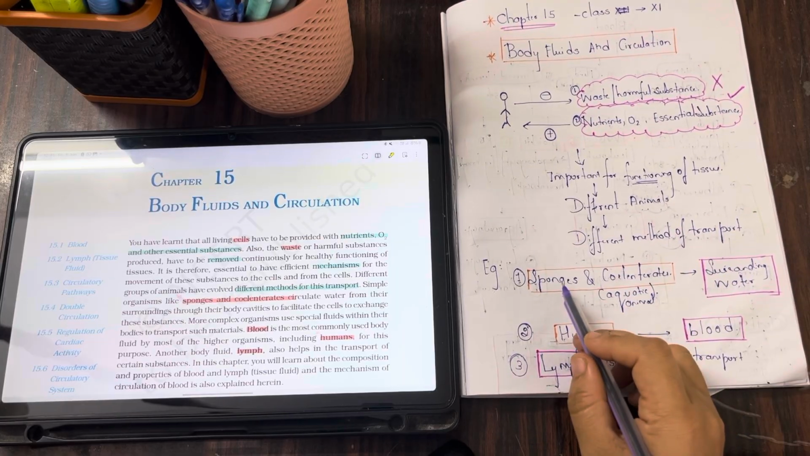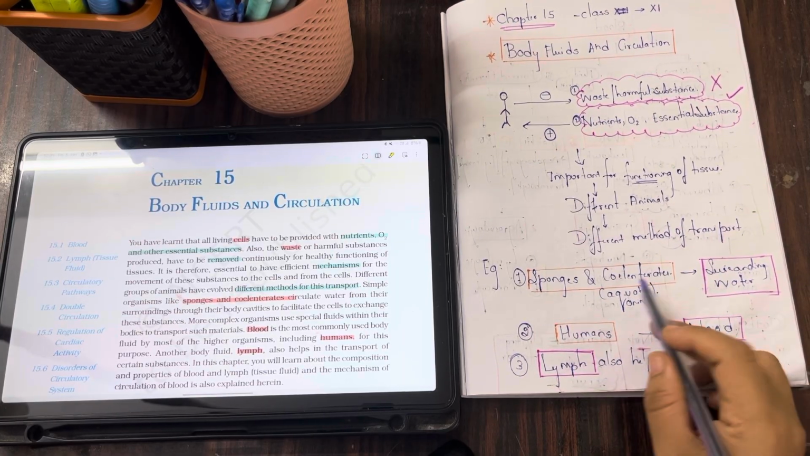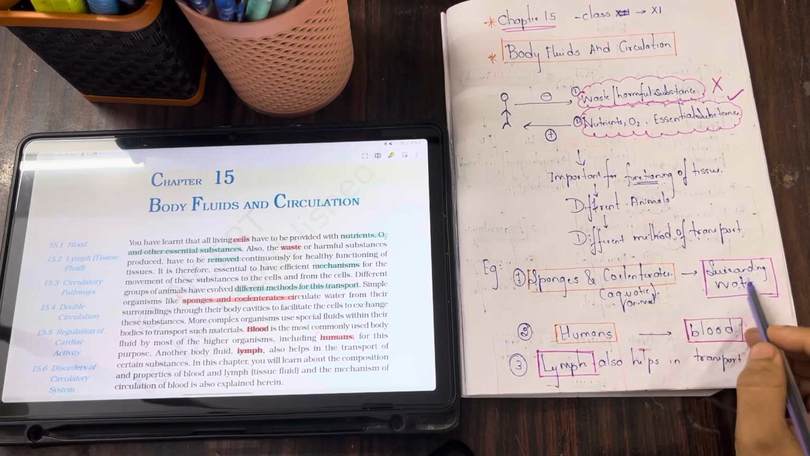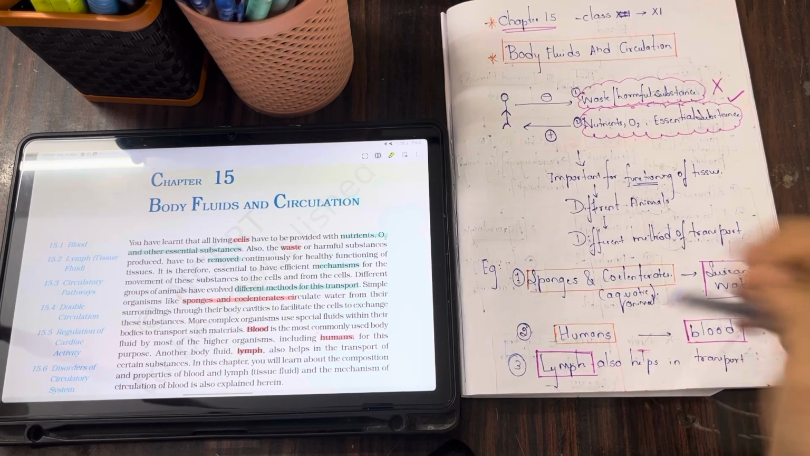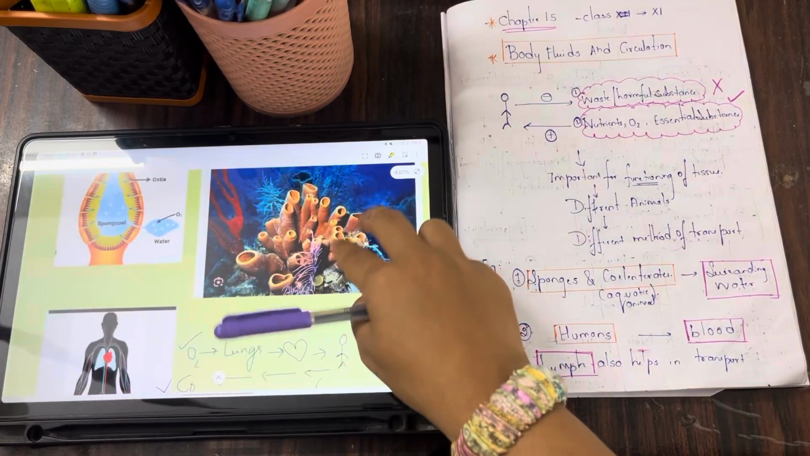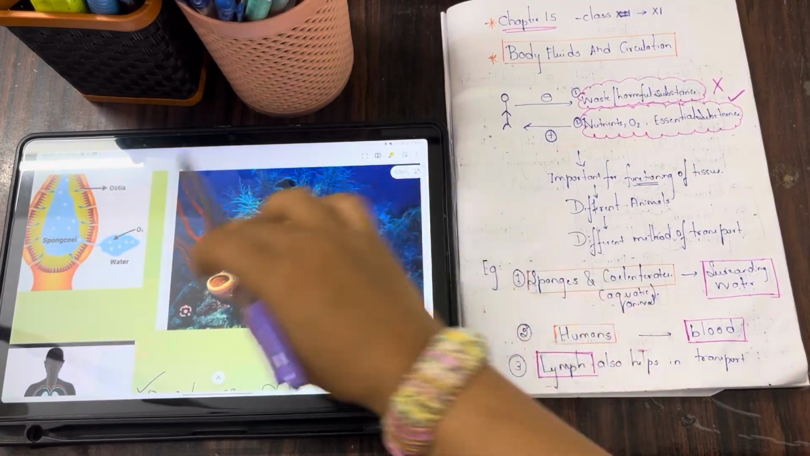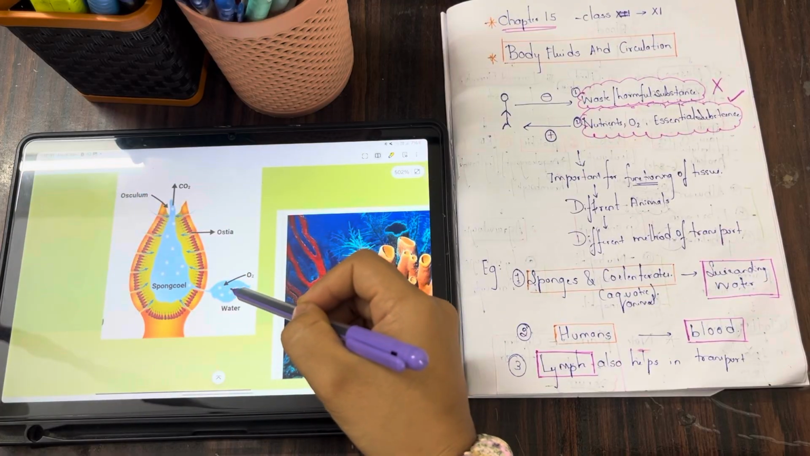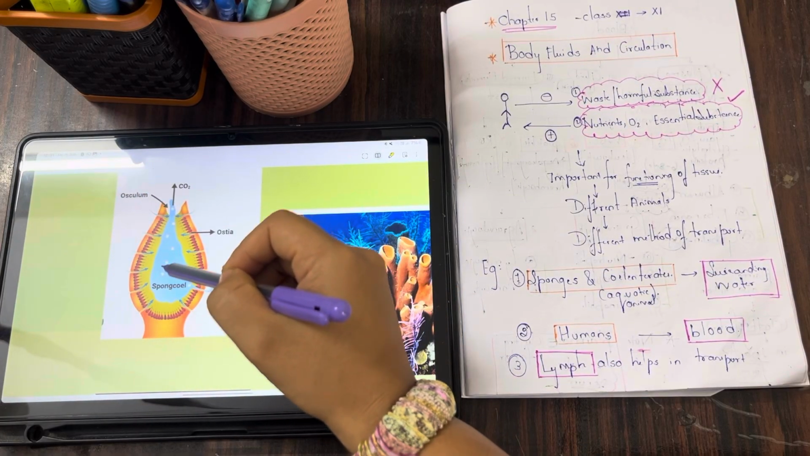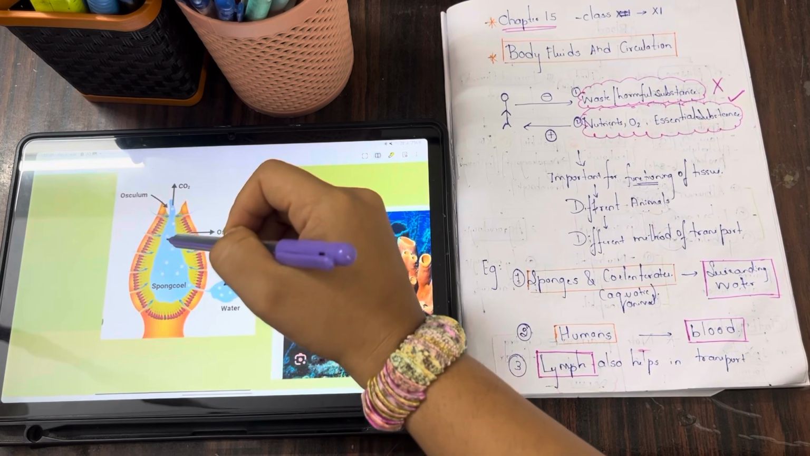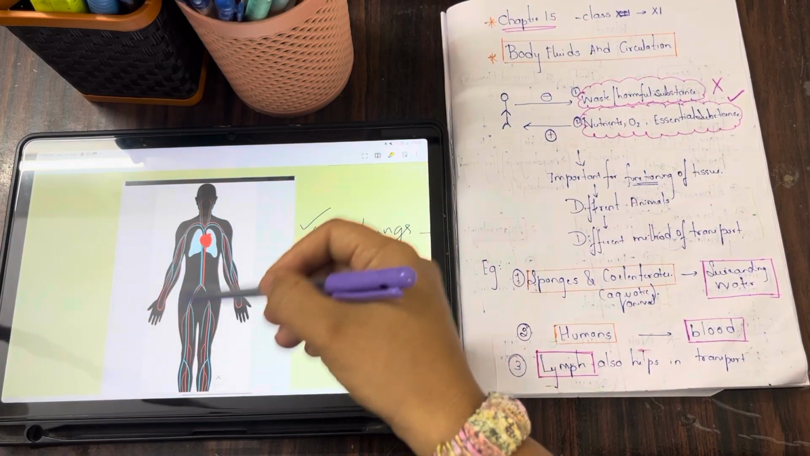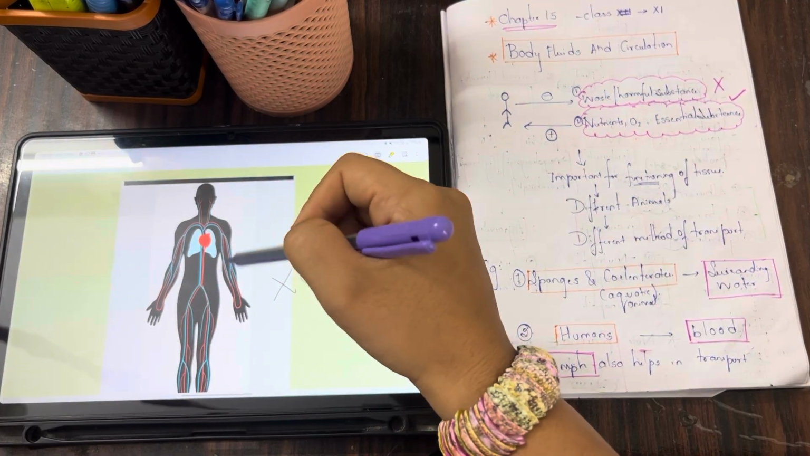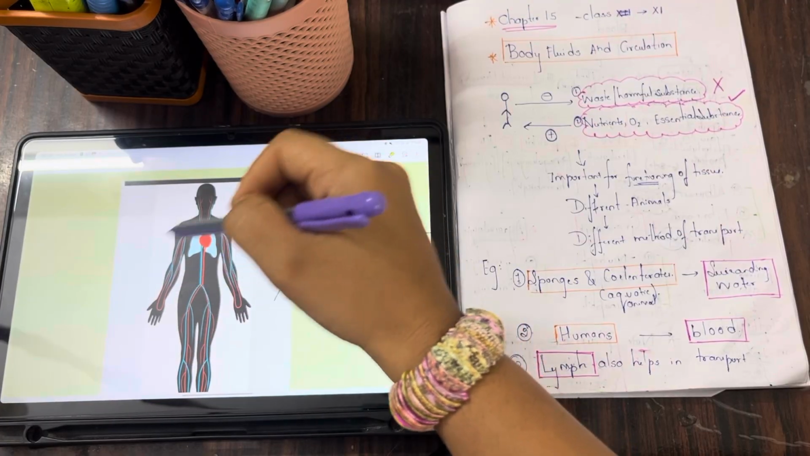For example, sponges and coelenterates, which are nothing but aquatic animals, will use the surrounding water. Human beings use blood, and lymph also helps in the transport of these substances and to expel the waste product. So let's see here. Sponges use the surrounding water, which has oxygen, which they utilize, and after utilization they expel carbon dioxide. In the same way, human beings have blood for the circulation of oxygen, as well as to take carbon dioxide from the body and expel it out.